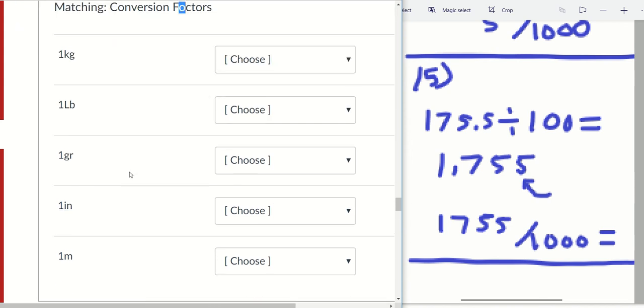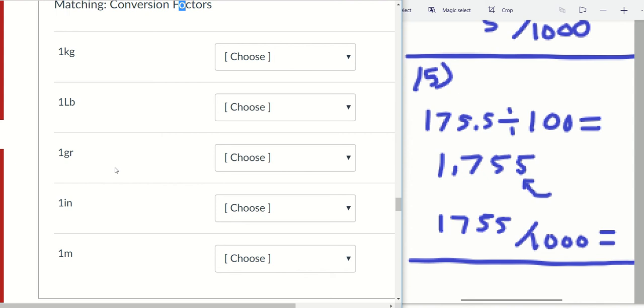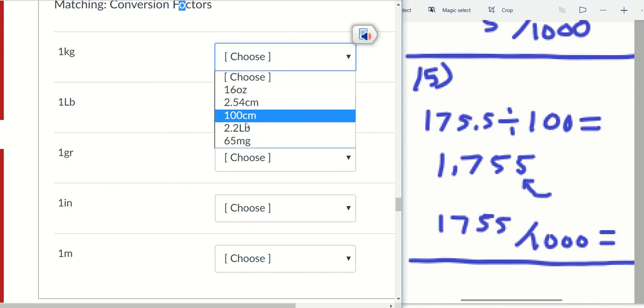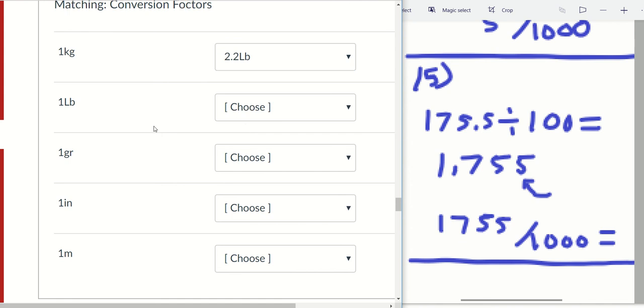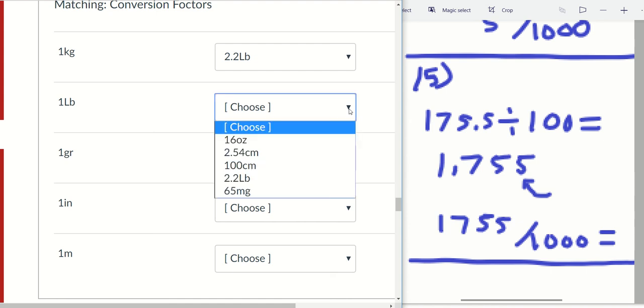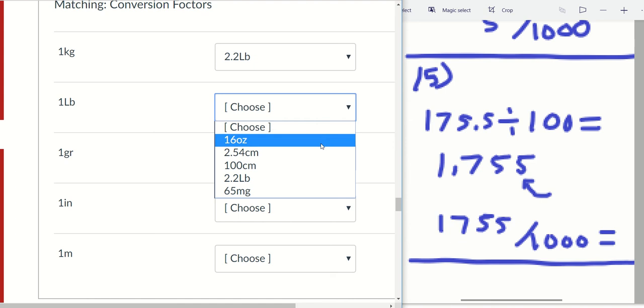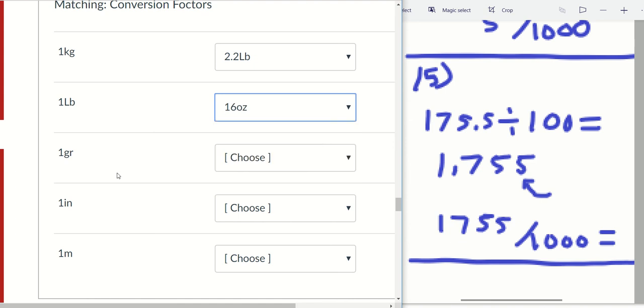So additional conversion factors, so not just only volume. 1 kilo is how many pounds? 2.2 pounds. Right? 1 pound is how many ounces? Your baby is 8 pounds, 4 ounces. What is that in pounds? So 1 pound is how many ounces? 16. It's the only one that has ounces on there. That's how you know.